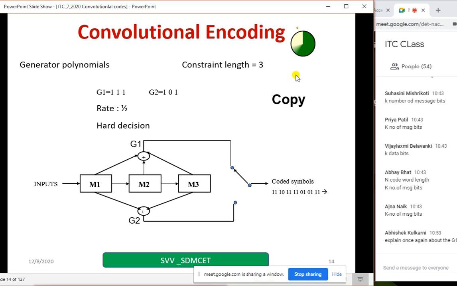Based on the values of G1 and G2, you are supposed to make the connections. Still, if you have a doubt, you can ask. This is given in the problem statement. I have just explained how to make the connections by observing G1 and G2. For 101, the first and last are connected; for 011, the second and third are connected.